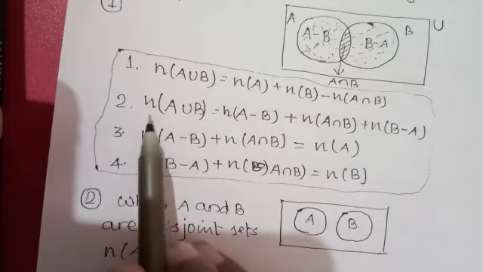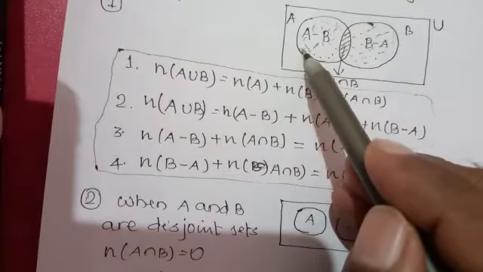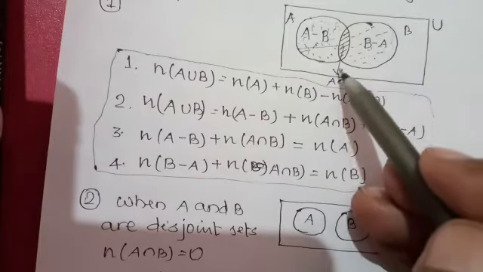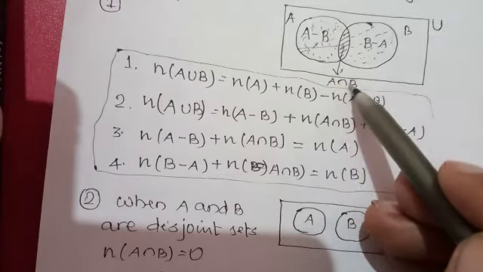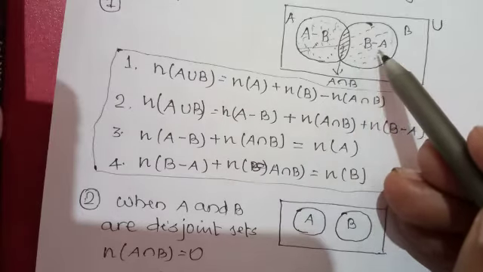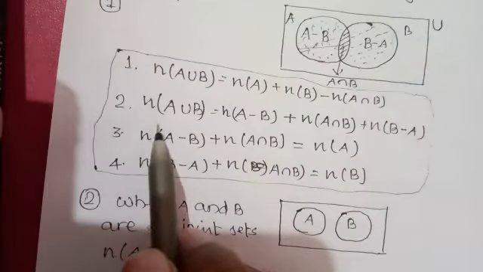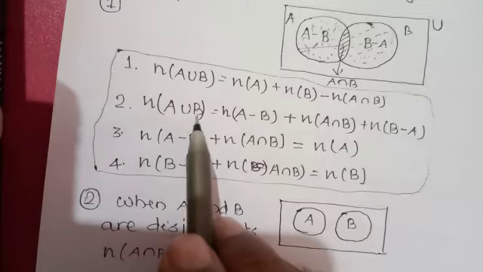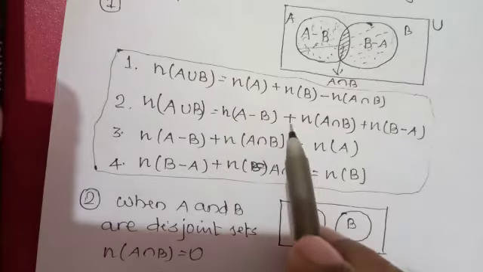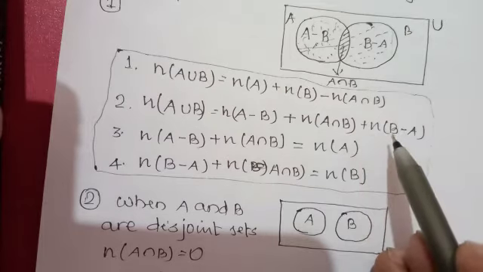Similarly, the number of elements of A union B can also be written as the number of elements of A minus B, plus the number of elements of A intersection B, and also plus the number of elements of B minus A. So this is another result, or you can say another formula. n(A union B) equals n(A minus B) plus n(A intersection B) plus n(B minus A).